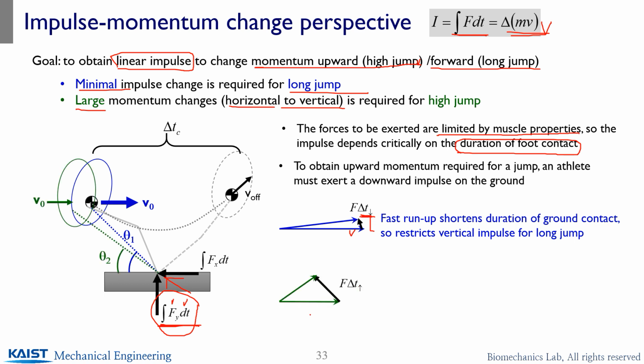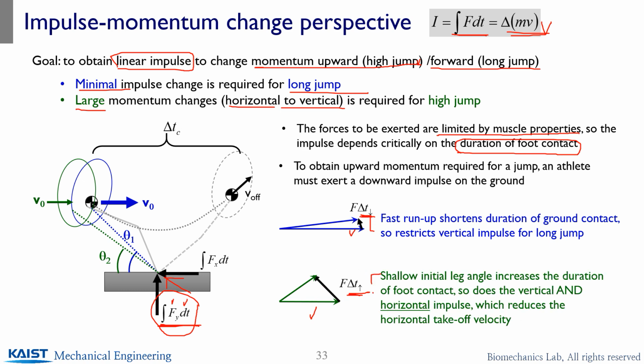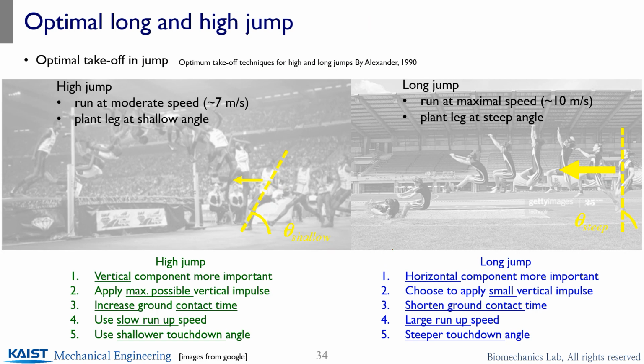However, if you have a somewhat moderate speed and increase your ground contact time, that means you have a greater impulse, in the opposite direction and up. That will help you gain greater impulse in the vertical direction and a greater reduction in the horizontal direction. So that's going to be beneficial for the high jump, and the other is going to be beneficial for the long jump. So it pretty much makes sense from the impulse-momentum perspective.